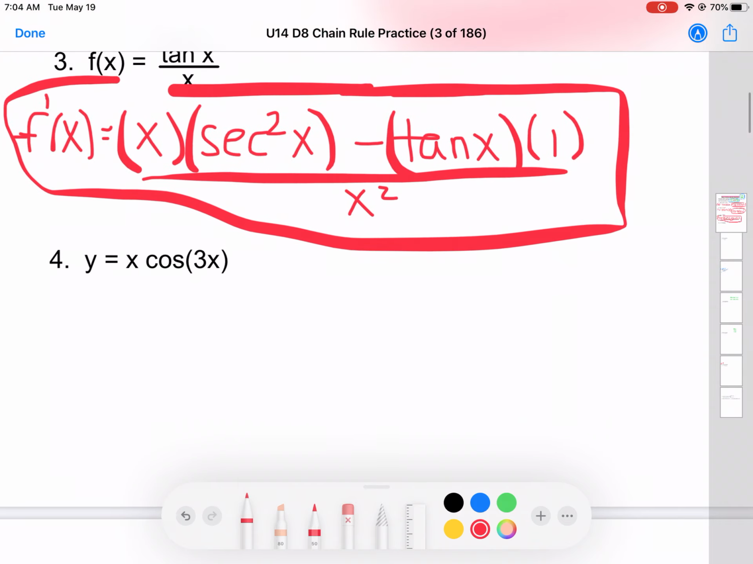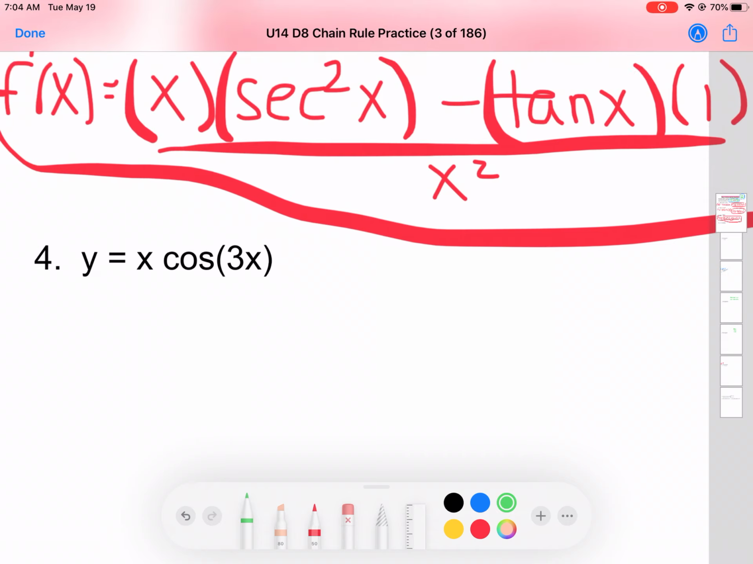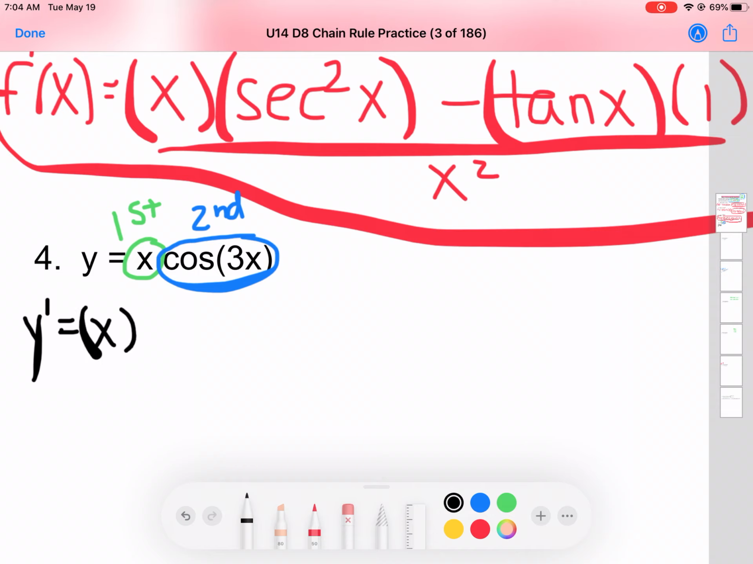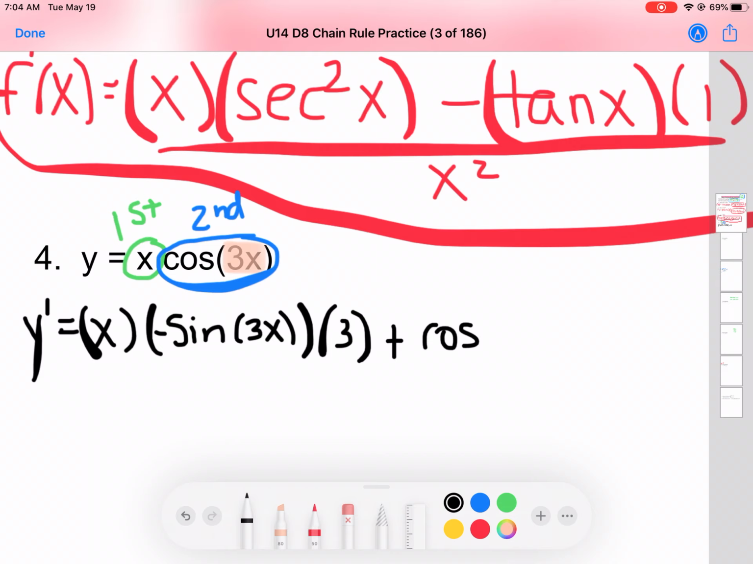Okay, one more. So here I noticed that we have product and chain. So we'll call this one the first, and we'll call this one the second. And the derivative is first times derivative of the second. Okay, so the derivative of cos 3x is going to be negative sine 3x, and then chain rule, times the derivative of the inside. Okay, plus second times derivative of the first.